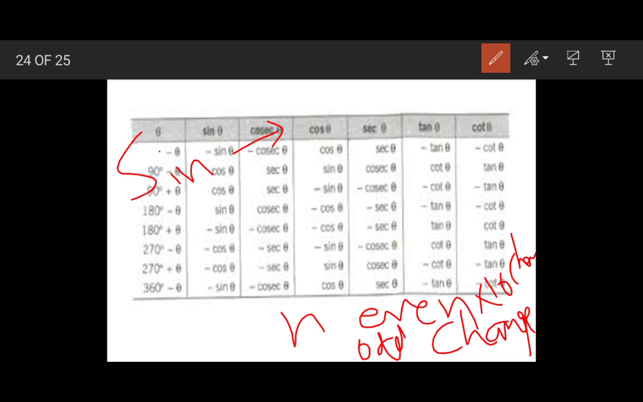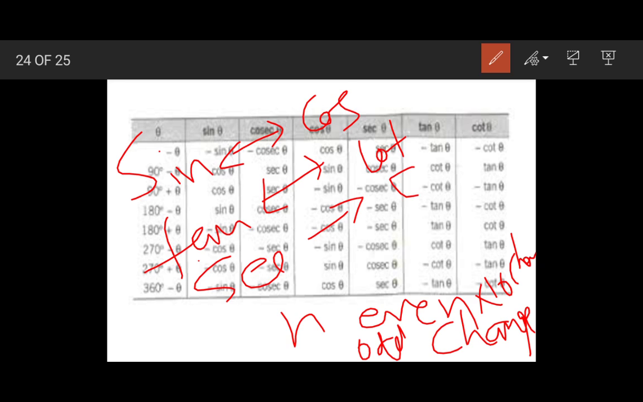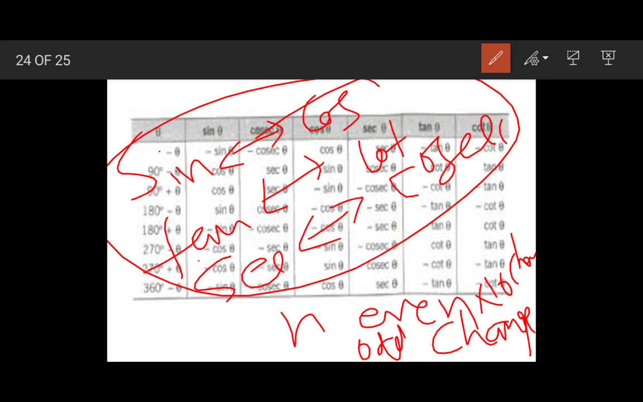Sin will convert into cos, cos will convert into sin, tan will convert into cot, cot will convert into tan, sec will convert into cosec, cosec will convert into sec, okay. So if n is odd, then these changes will occur, okay. If n is even, then sin will remain sin only, cos will remain cos only. There will be no change at all.